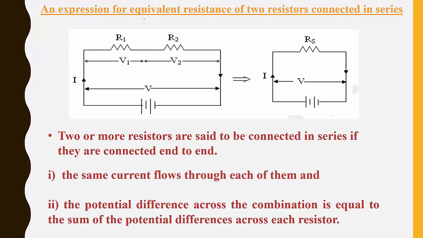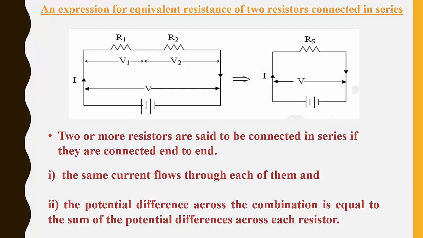Derive an expression for equivalent resistance of two resistors connected in series. In your board examination, this derivation carries 3 marks. What is the question? Derive an expression for equivalent resistance of two resistors connected in series. How to define resistors connected in series? Two or more resistors are said to be connected in series if they are connected end to end. You can see the circuit diagram.